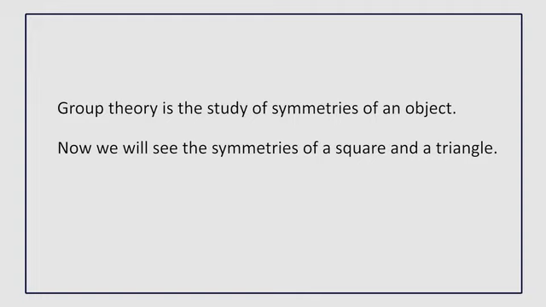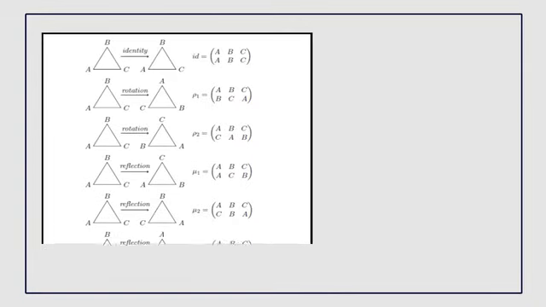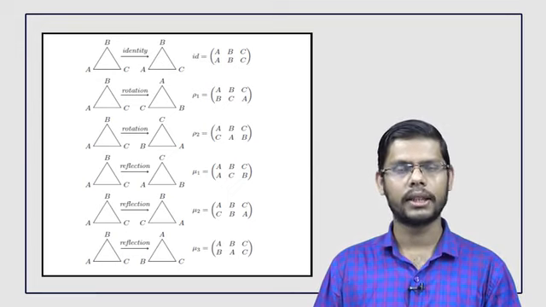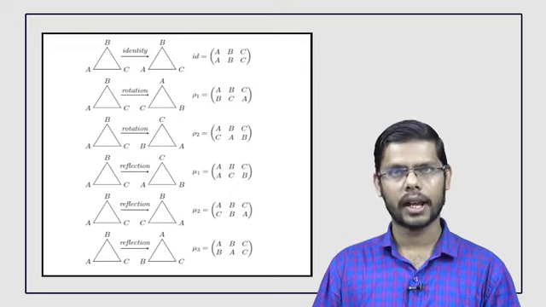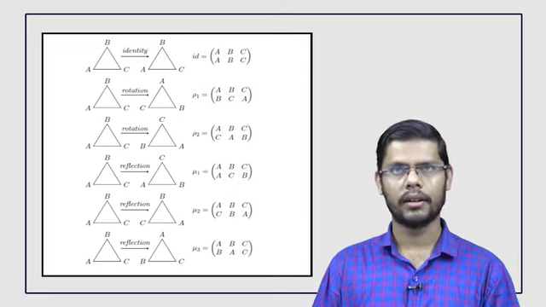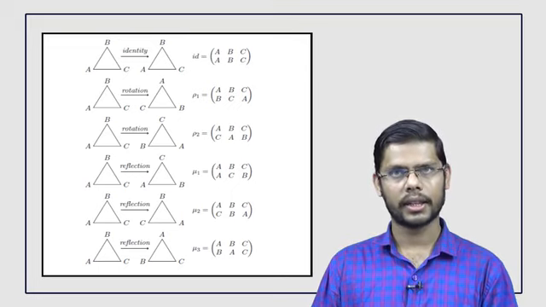Now we will see the symmetries of a triangle. In the first picture there is a triangle. This triangle is named ABC, and if we do nothing, then this triangle remains the same. It will be named ABC. So here we are doing nothing, and the points of this triangle remain the same. This is one kind of symmetry.